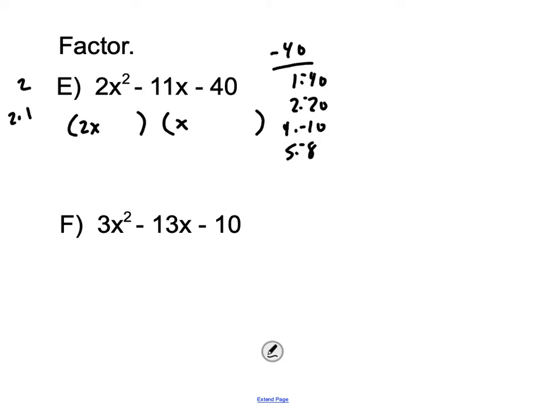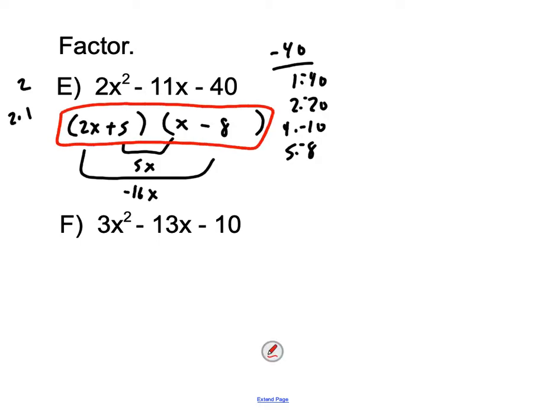So let's try it. I'm going to guess the 5 and the negative 8 there. So I'm going to put a plus 5 and a minus 8 here and check the inners and outers. 5x plus a negative 16x does give me a negative 11x. So that works. All right, let's try another one.